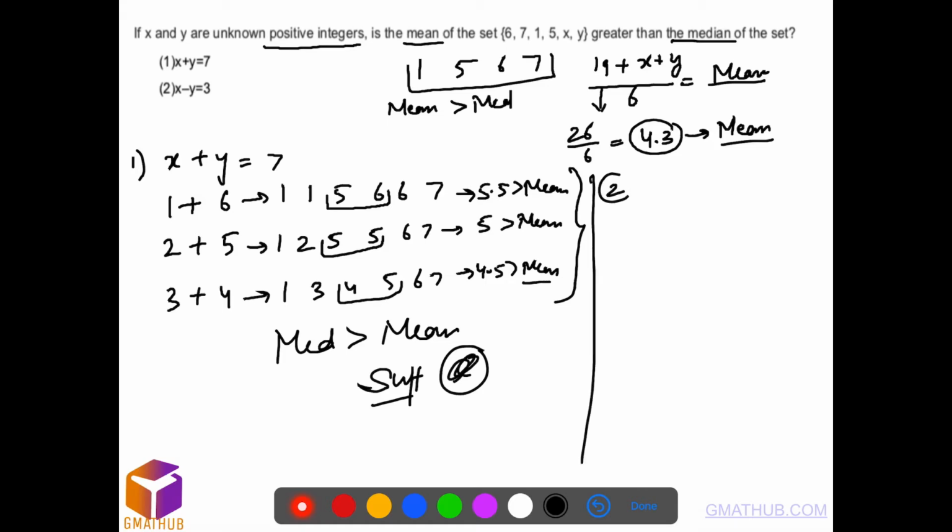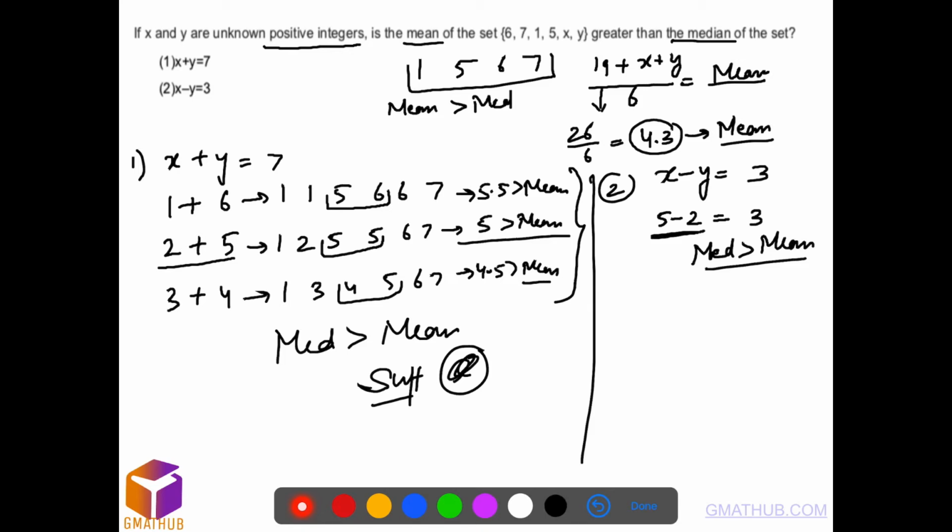Let's check the second statement. The second statement says x minus y is equal to 3. Now here, it could be 5 minus 2, which also equals 3. 5 and 2 are the two numbers. Now if you see, we've already checked that case. In that case, the median was greater than the mean.